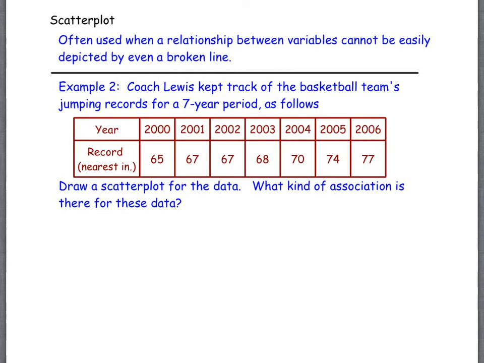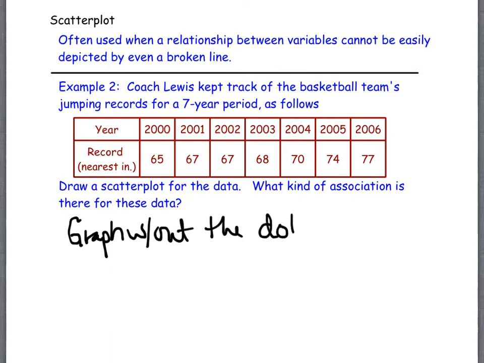Now, before we talk about a trend line, we're going to talk about a scatter plot. We actually already created a scatter plot. A scatter plot is simply the dots before you connect any of the lines. So we've already done this one. A scatter plot is just the graph without the dots connected. Okay, so we already did that.